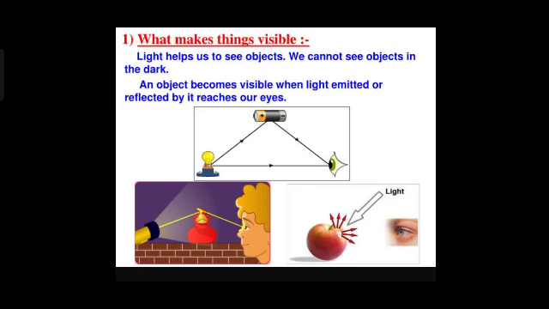It is only when light coming from an object enters our eyes that we see that object. This light may have been emitted by the object itself or may have been reflected by the object. Thus, it is light which makes things visible to us.